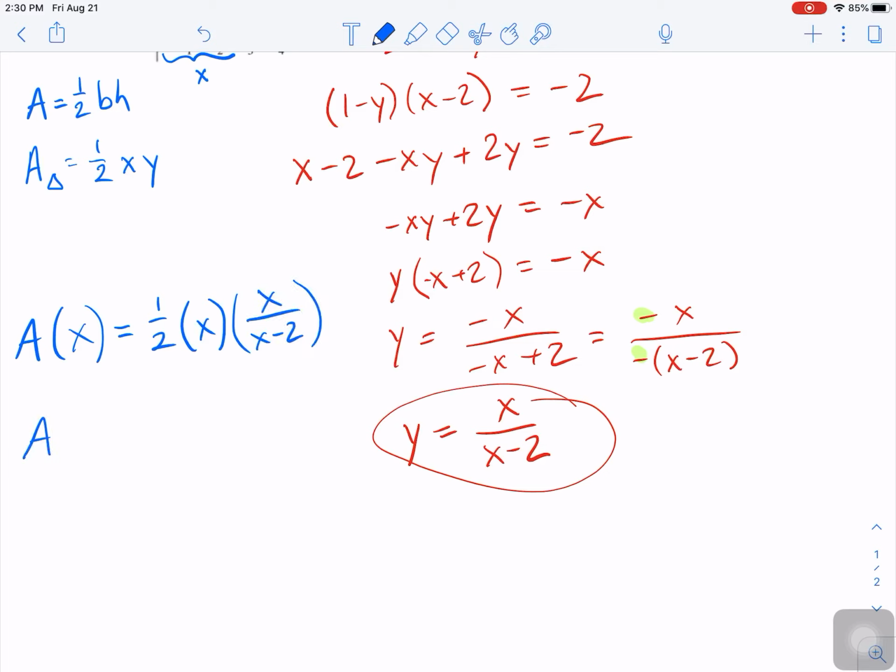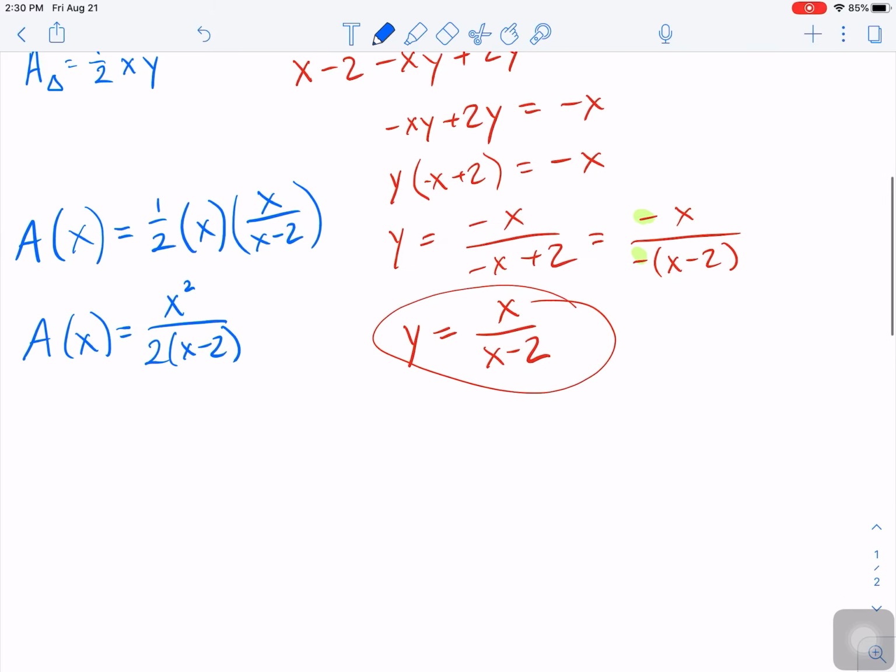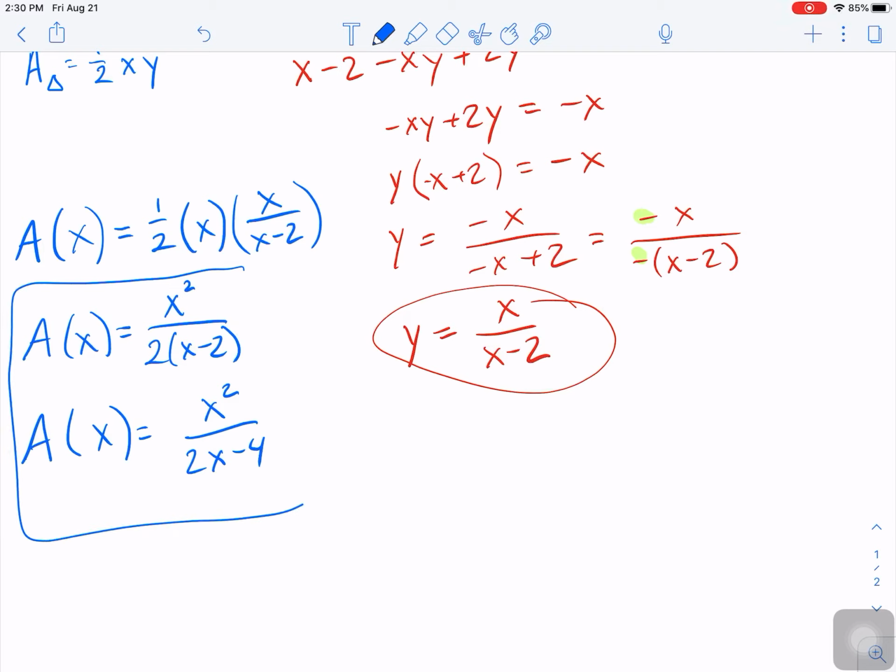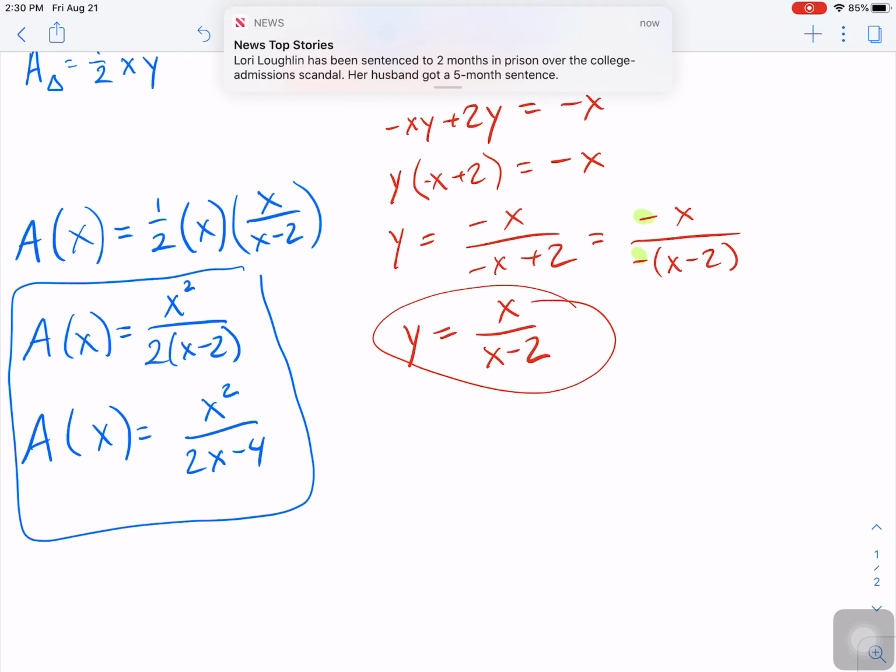So A of x is equal to, I see an x squared in the numerator, and a 2 times (x minus 2) in the denominator. I'm happy if you stopped here. You could also tell me it's x squared over 2x minus 4. I'm happy with either of these, and that's how that problem works. So it's very tricky. Enjoy.